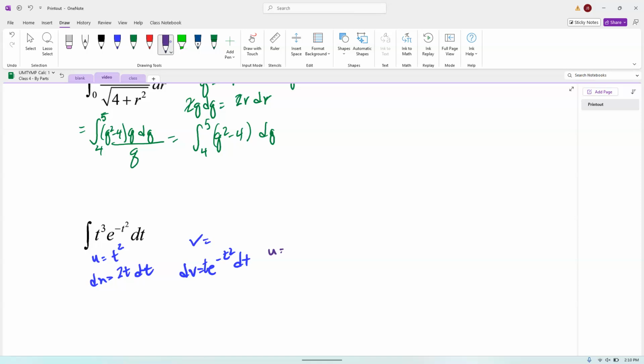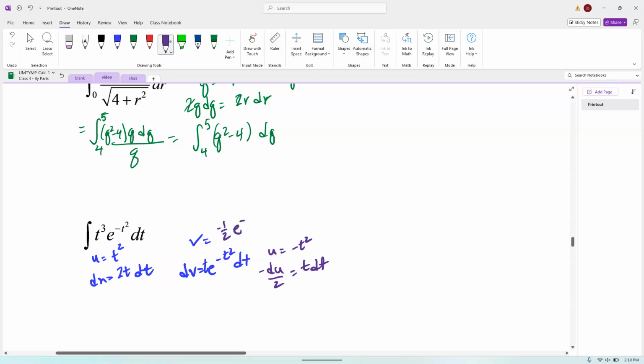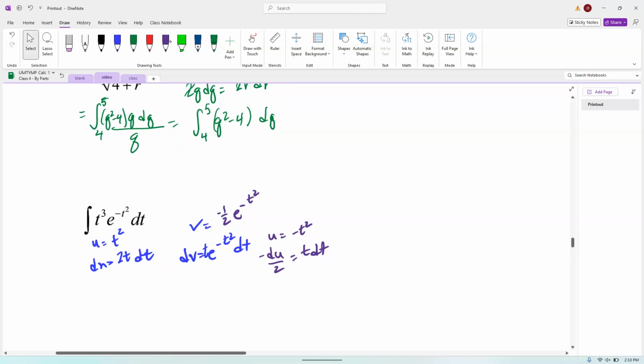So if you did u is equal to negative t squared, then negative du over 2 would equal t dt. And so then if we integrate that, we get negative 1/2 e to the negative t squared. Okay. I went through that kind of quickly, but you can pause the video and verify it on your own.